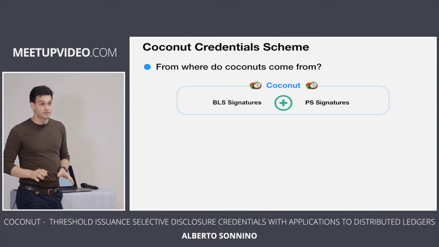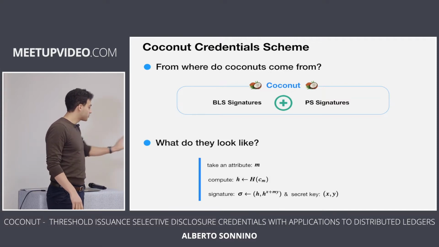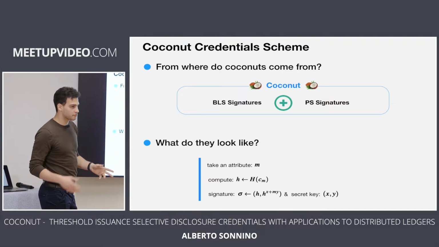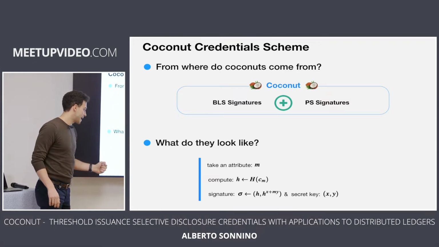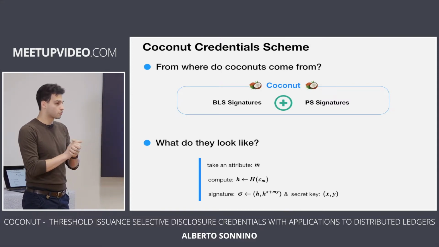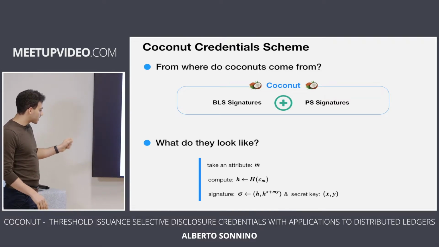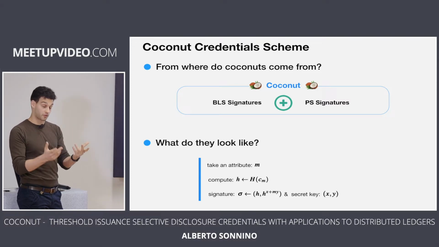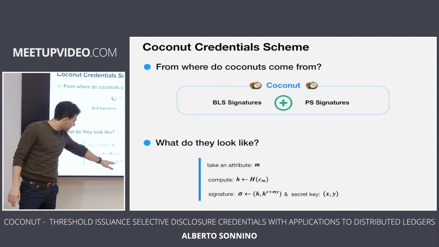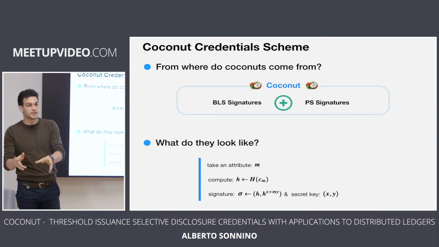I generally tend to have no math on the slides. I've been told that is not how you get popular, but I just put this one. Basically, this is a very quick view on how it works. If you have an attribute m, you compute a commitment to m, and then you can hash to point a la BLS. You get that little h here, and to get the signature, the credential itself, you do it this way: it's the h, and then h to the x plus my, where x and y are the keys of the authorities.